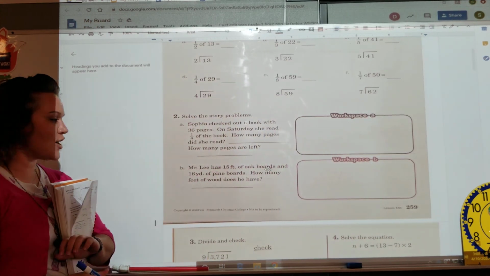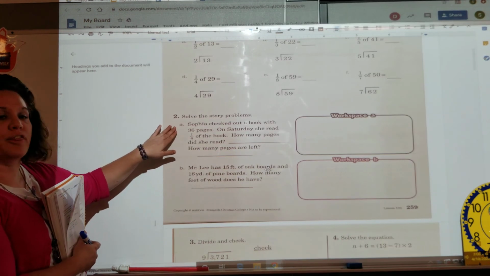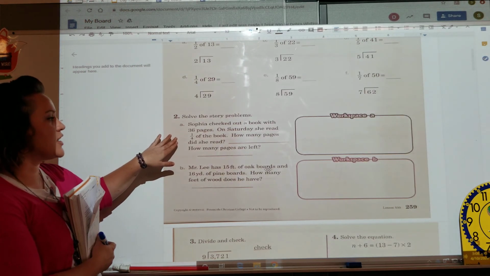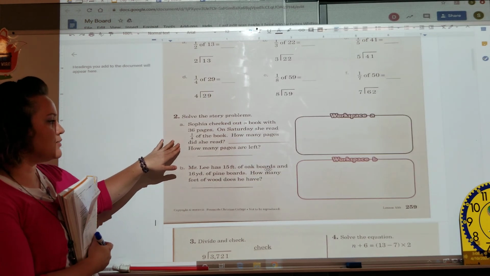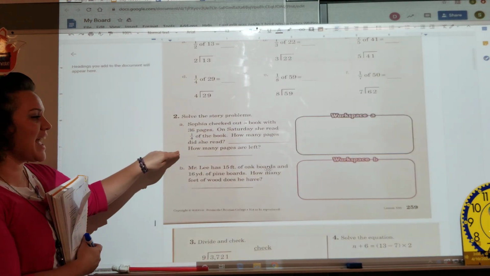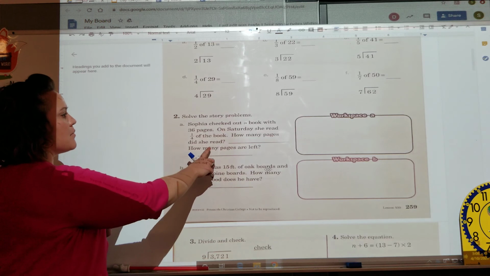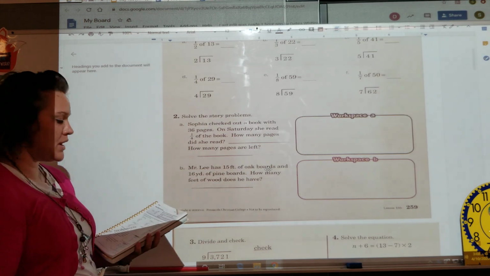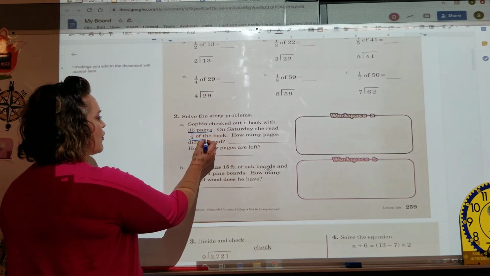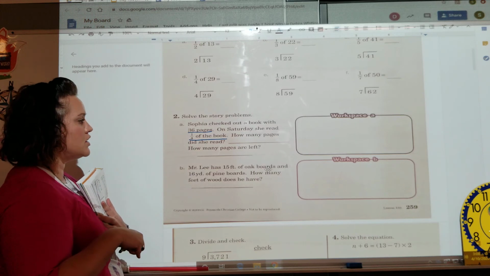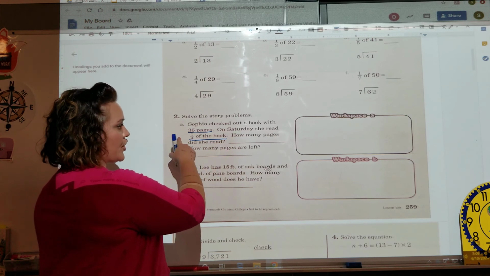Okay, you probably got a head start on that story problem. Let's go ahead and read through it. Sophia checked out a book with 36 pages. On Saturday, she read 1/4 of the book. How many pages did she read? We have a second question today. How many pages are left? Well, let's look at our first step. We need to find out how many pages did she read. How many pages does her book have? 36, and she read 1/4 of the book. These are the two facts we're going to use to help us solve today. So we need to find out what 1/4 of 36 is.